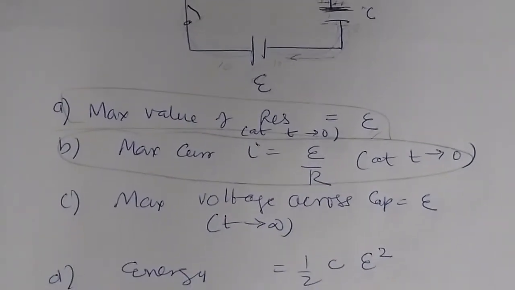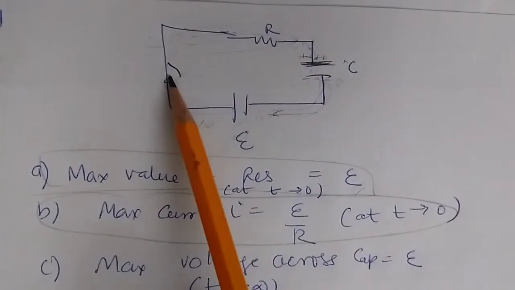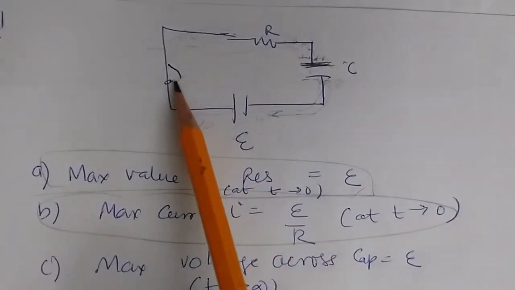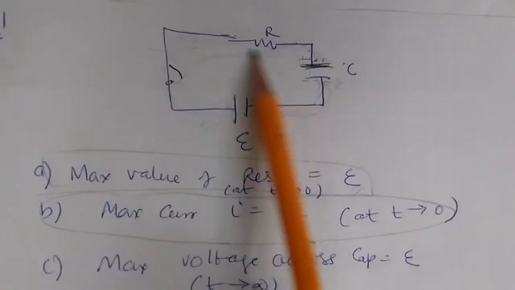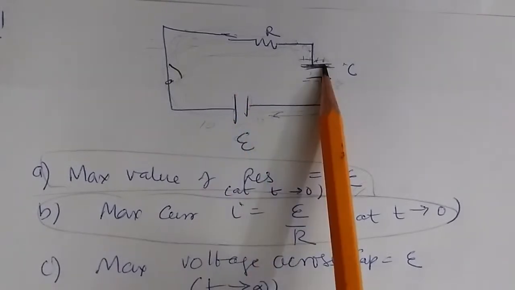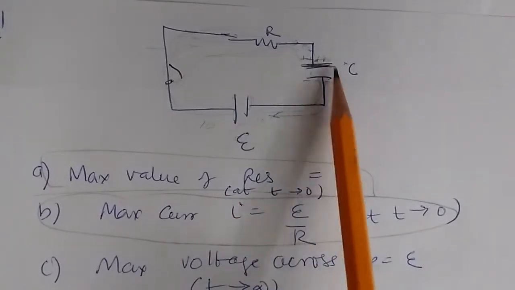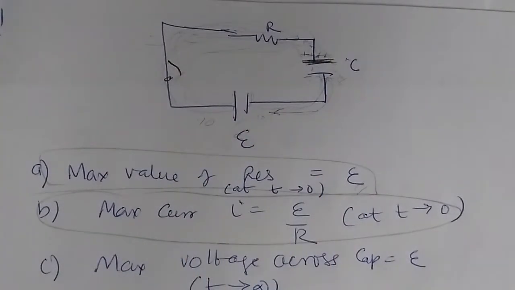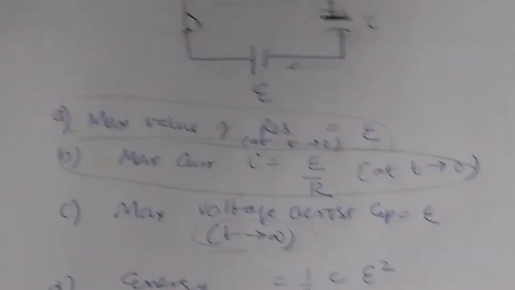Now the maximum voltage across the capacitor. Initially, when the switch is open, there is no charge across it and no voltage across it. But when we close the switch, the current starts flowing into it, and the capacitor starts getting charged. After a long period of time, as it charges completely, the current flowing stops only when this voltage is the same as this voltage, because if there is any difference in the voltage, the current will flow. So the capacitor's maximum voltage is also epsilon, but it happens at t equal to infinity, or after a long period of time.